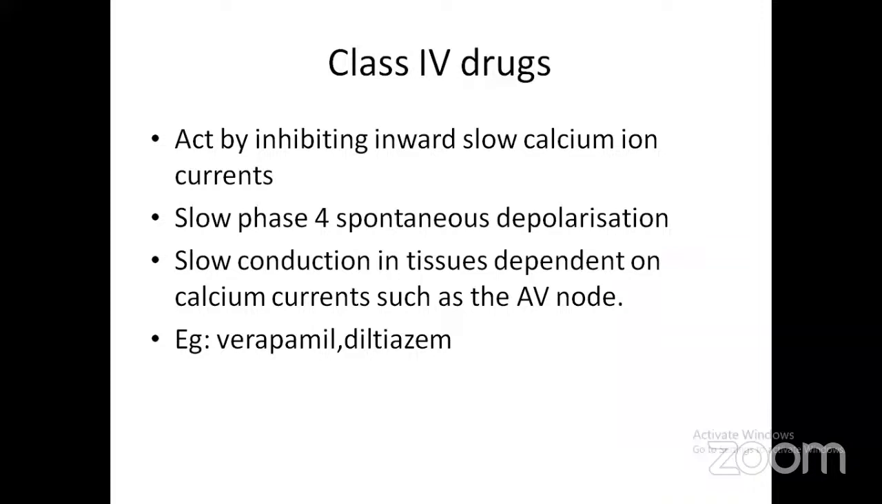Class 4 drugs act by inhibiting inward slow calcium ion currents, the slow phase of depolarization, and slow conduction in tissues dependent on calcium currents, such as the AV node. Examples are verapamil and diltiazem.